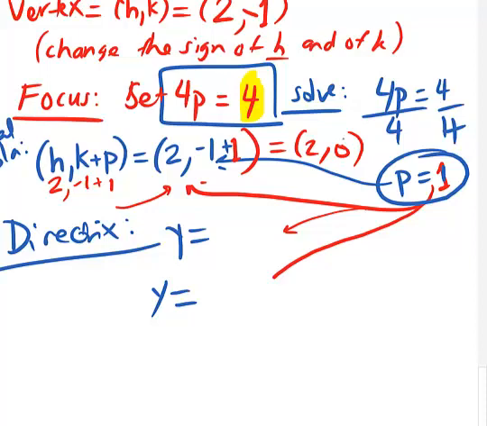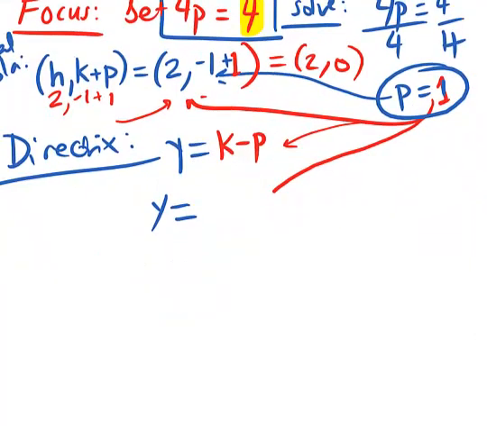And then the directrix we said was y equals k minus p. Let me fill in what I know. K is the y value of the vertex, which was negative 1. So here we got a negative 1, and then minus p, which is a 1 also. So it looks like y equals negative 2 is the directrix.